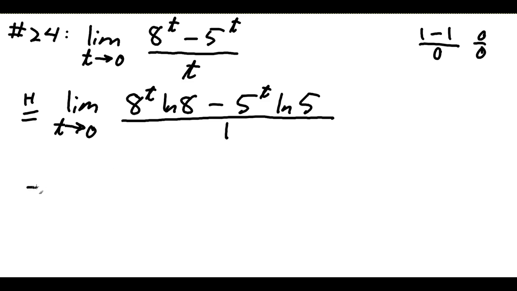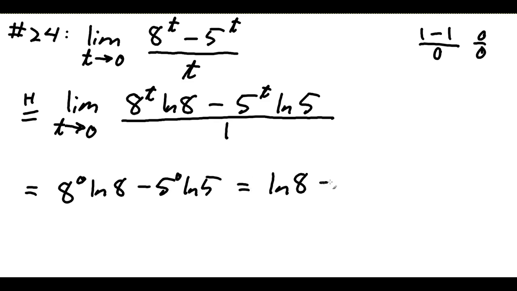So this is nice. Now we can actually just do the substitution, right? We have 8 to the 0, natural log of 8, minus 5 to the 0, natural log of 5, divided by 1. 8 to the 0 and 5 to the 0 are 1. So we have natural log of 8 minus natural log of 5.